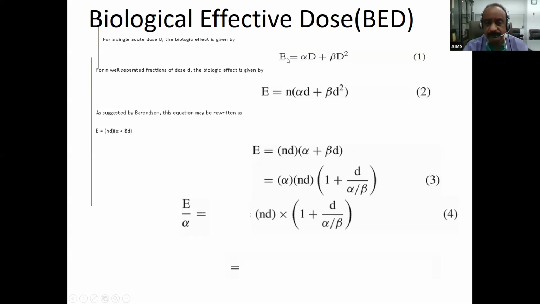We already know that the overall effect will be the sum of two processes of cell kill, that is alpha D plus beta D square. Now D is total dose. It can be written as number of fractions multiplied by dose per fraction, so it will be alpha nd plus beta n d square. Take D outside the bracket, it will be nd (alpha plus beta d). Take alpha also outside the bracket.